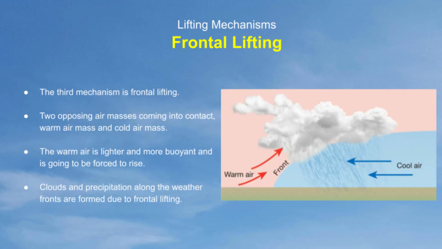The third mechanism is frontal lifting, when there are two opposing air masses coming into contact, a warm air mass and a cold air mass. The warm air is lighter and more buoyant and is going to be forced to rise. Clouds and precipitation along the weather fronts are formed due to frontal lifting, and we will discuss this further when we learn more about the atmospheric fronts.